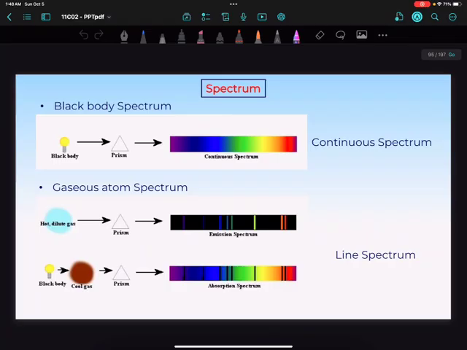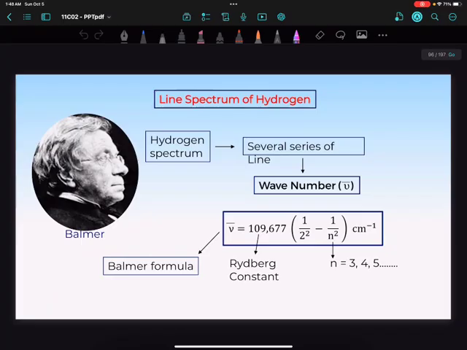For a black body spectrum, if a black body is made incident on the prism, we see a continuous spectrum. But for a gaseous atom spectrum, for example a hot dilute gas, we see a line spectrum. That is, it is not continuous and we see a line formation. So what exactly is the line spectrum of hydrogen?